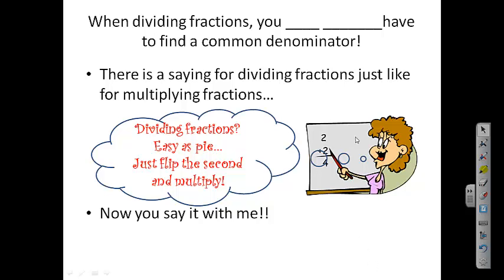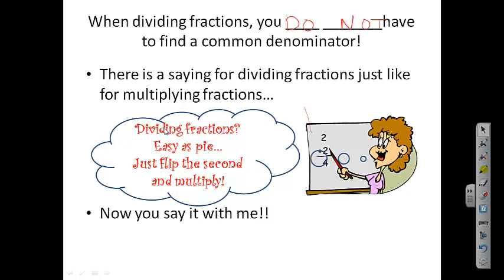When dividing fractions, you do not have to find a common denominator, just like multiplying. I know you'll be thrilled to hear there's a saying for dividing fractions, just like for multiplying fractions.